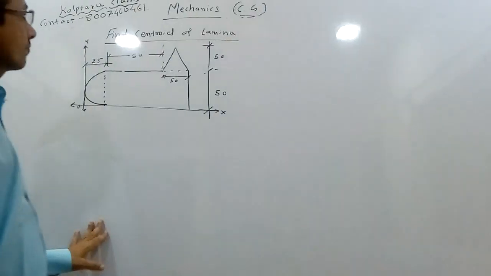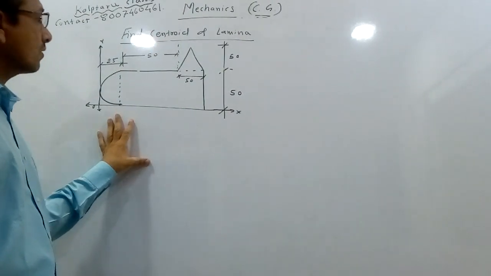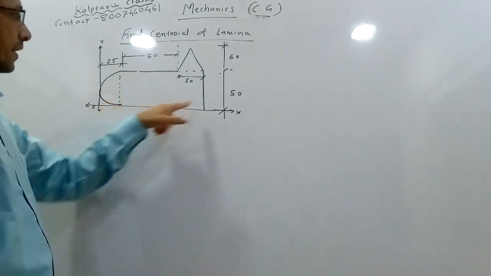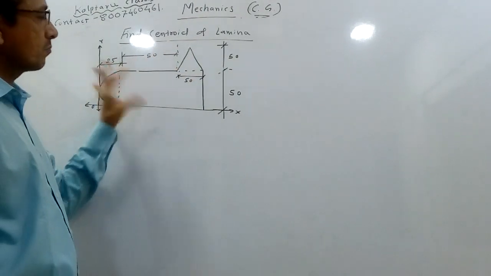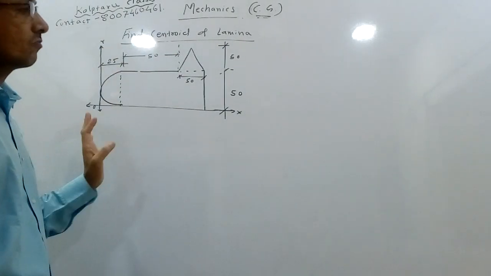Good evening class. Now I have to find the centroid of this lamina. Here it is a semicircle, this is a rectangle and this is a triangle, and for the combined figure we have to find the centroid, that is the CG, x bar comma y bar.